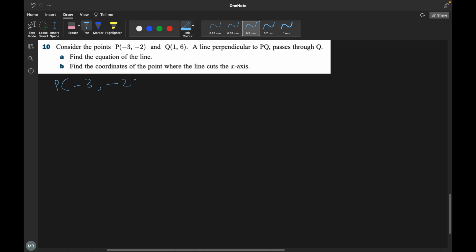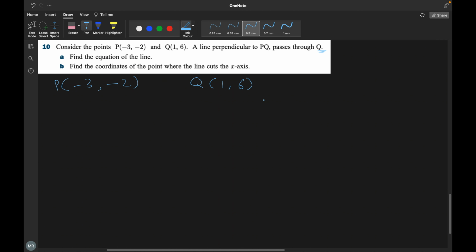-2, -3, -2, and Q 1 by 6. So a line perpendicular to this line passes through Q. Okay, so now we have to find the equation of the line.